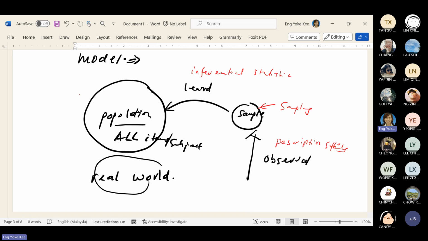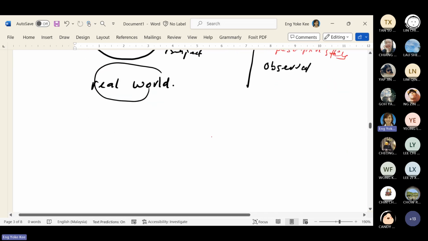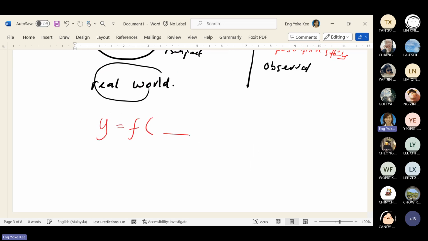So how do you see the real world? You have to have your model. Your model on whom? Your model on the population. You suspect, you believe, or you suspect the real world works like this. Okay, so how do you set your model? Simple. I believe that Y can be determined by a set of variables. So this is my model.